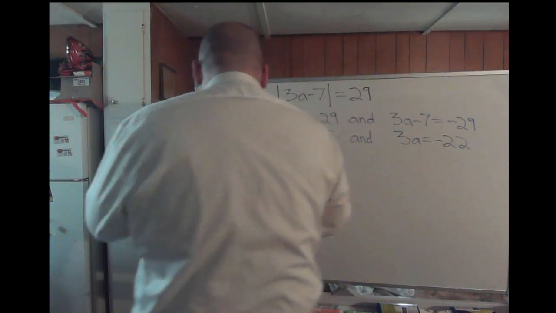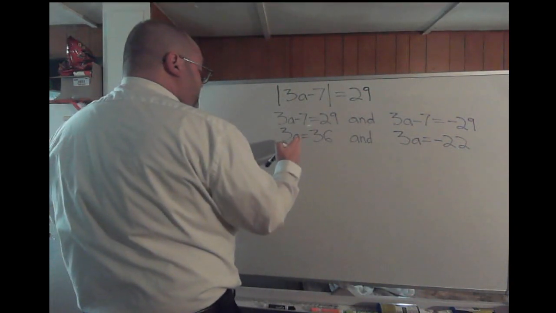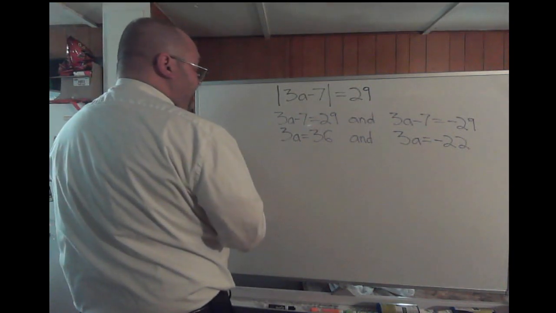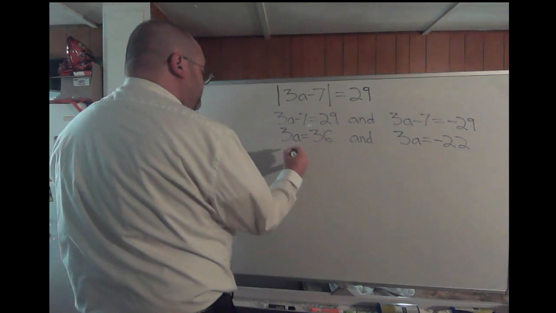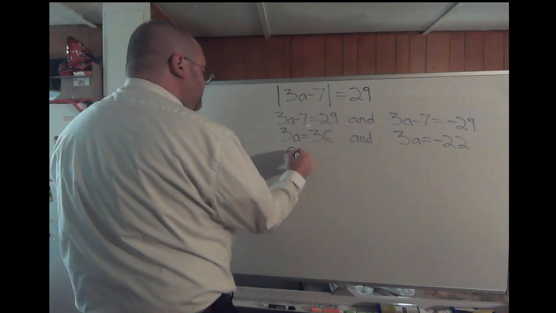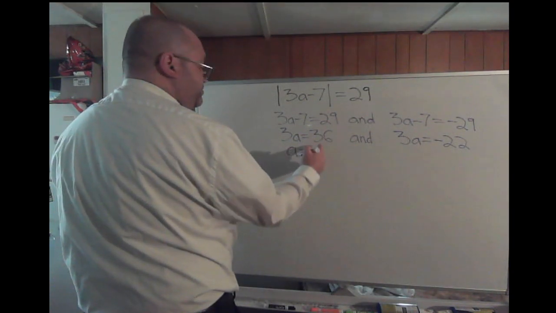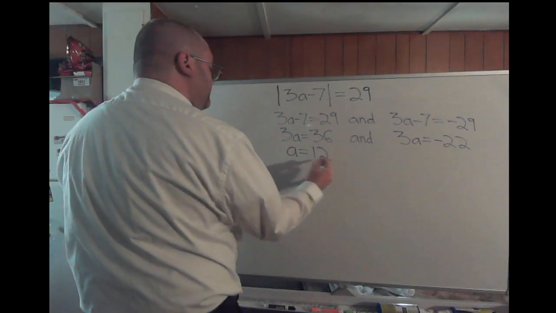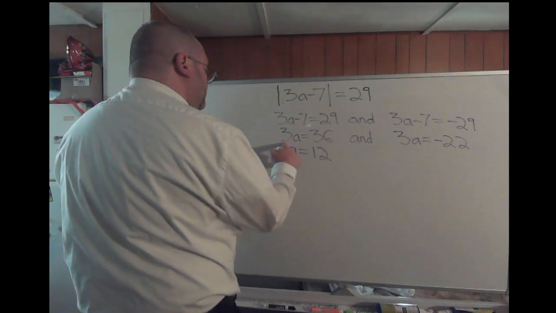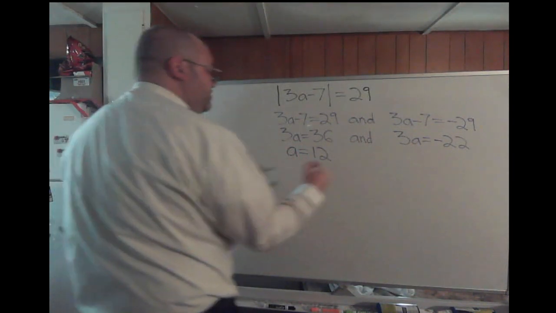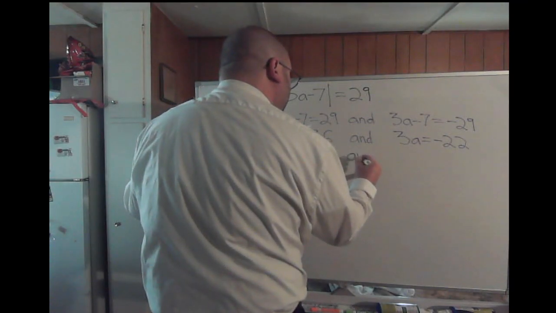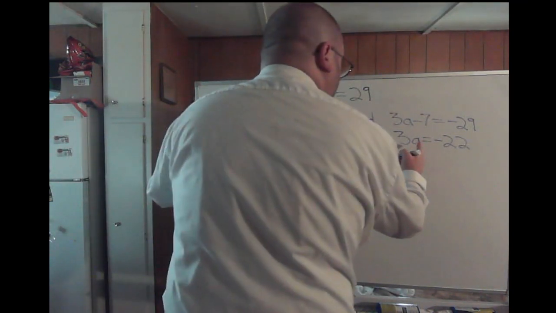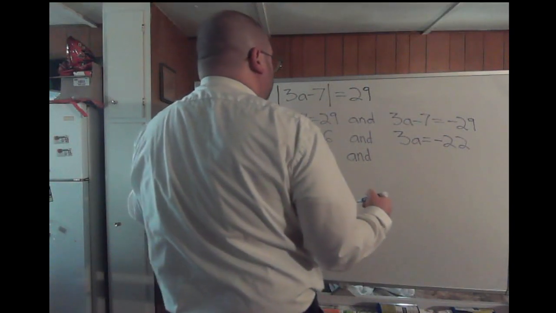Alright, so now, left equation, we got 3a equals 36. We just want to get a. We got to divide by 3. So if we do that in the left equation, left side of the equation, you'll get a is equal to 36 divided by 3. That's going to be 12. So we got one solution, a equals 12, and now on the right equation, we have 3a equals negative 22.